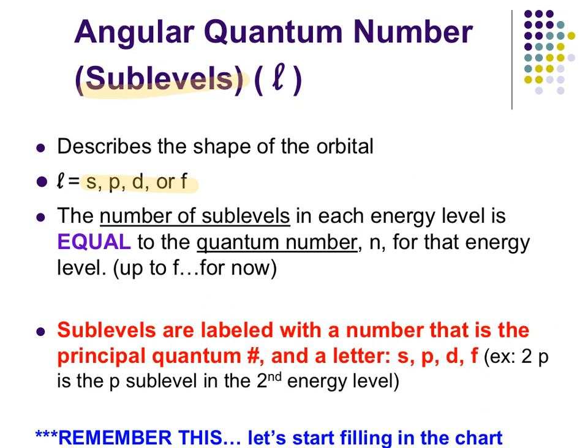There is a catch to this though. Not all 7 energy levels have all 4 shapes. There's a rule that states the number of sub-levels must equal the quantum number.